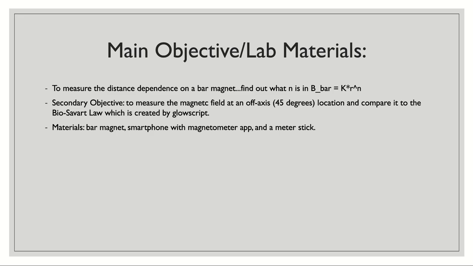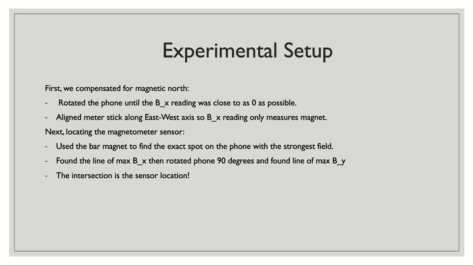The materials that we're going to use are the bar magnet, a cell phone with a magnetometer app, and a meter stick. So our experimental setup is made up of two parts. First, we compensated for magnetic north, which basically means that we rotated the phone until Vx was as close to 0 as possible. Then we aligned the meter stick along the east-west axis, so Bx was the only reading that measured the magnet.